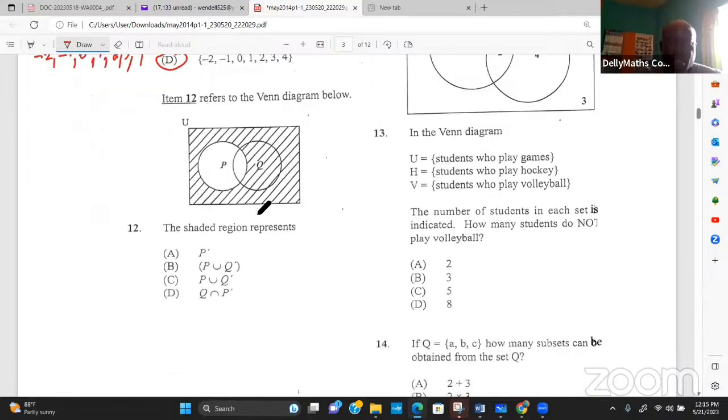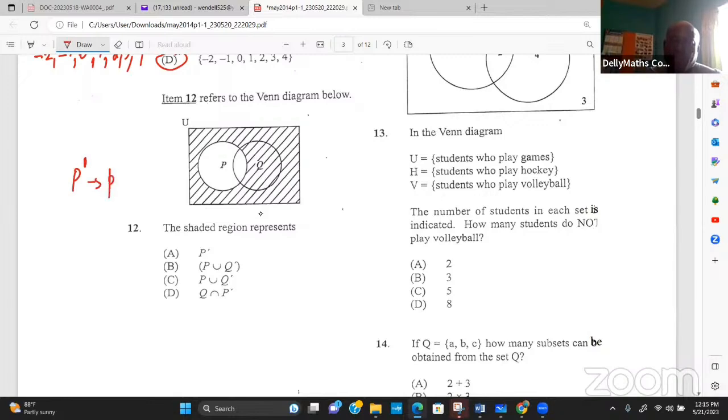Number 12. So in item 12, at this place in the multiple choice, you'll see a set question coming out, a number of them. So this is like the set section. It says the shaded region. So we're going to learn some little terms now. The shaded region is what we're looking for. I haven't seen this question for years. This answer is P complement, and it is given by that.